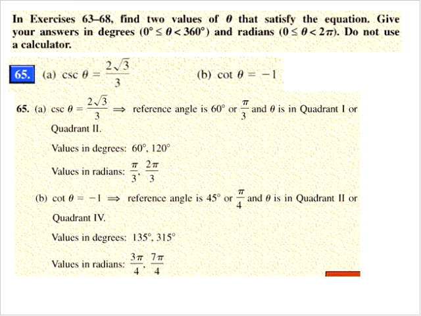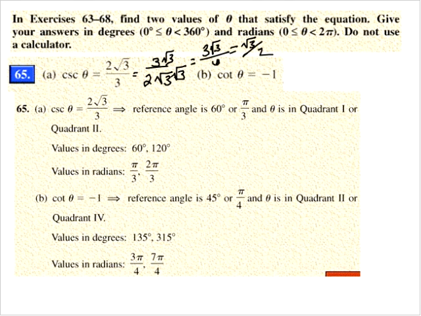All right, we want to just know the degree measure for each of these and the radian measure using your unit circle. So cosecant is 1 over sine, so cosecant is not on our unit circle, so let's take the reciprocal of that. 3 over 2 square root 3. Let's rationalize this. So 3 square root 3 over 6 equals square root 3 over 2.